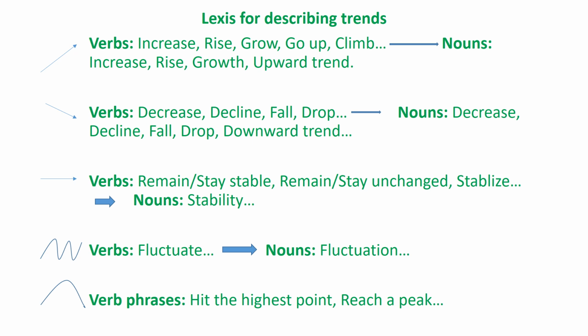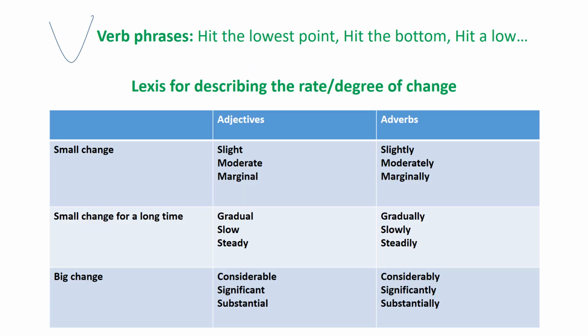Verbs: remain or stay stable, remain or stay unchanged, stabilize. Nouns: stability. Verbs: fluctuate. Nouns: fluctuation. Verb phrases: hit the highest point, reach a peak. Verb phrases: hit the lowest point, hit the bottom, hit a low.